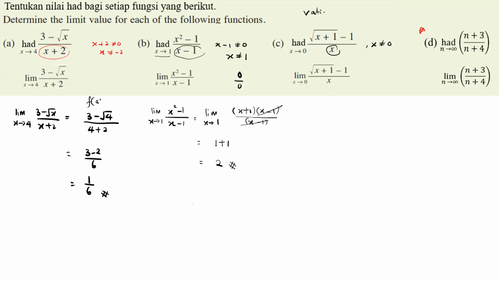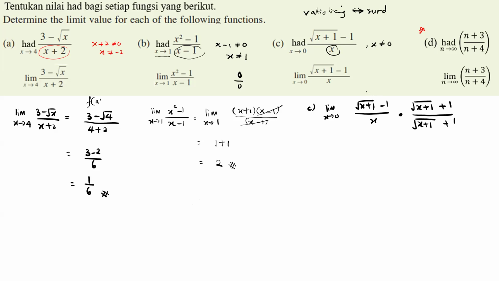Rationalizing is always linked with surds. When you see a surd, you rationalize. Okay? So in this case, you have to introduce the conjugate. To introduce the conjugate, you have to write like this. As x approaches 0, the function, we write like this. This step must show: you shall multiply with square root of x plus 1 plus 1 over square root of x plus 1 plus 1.